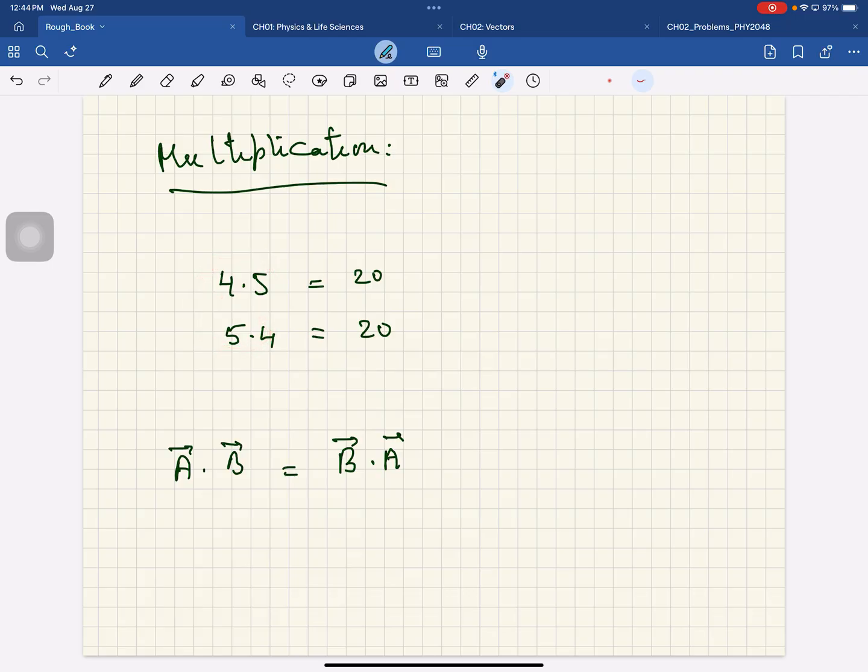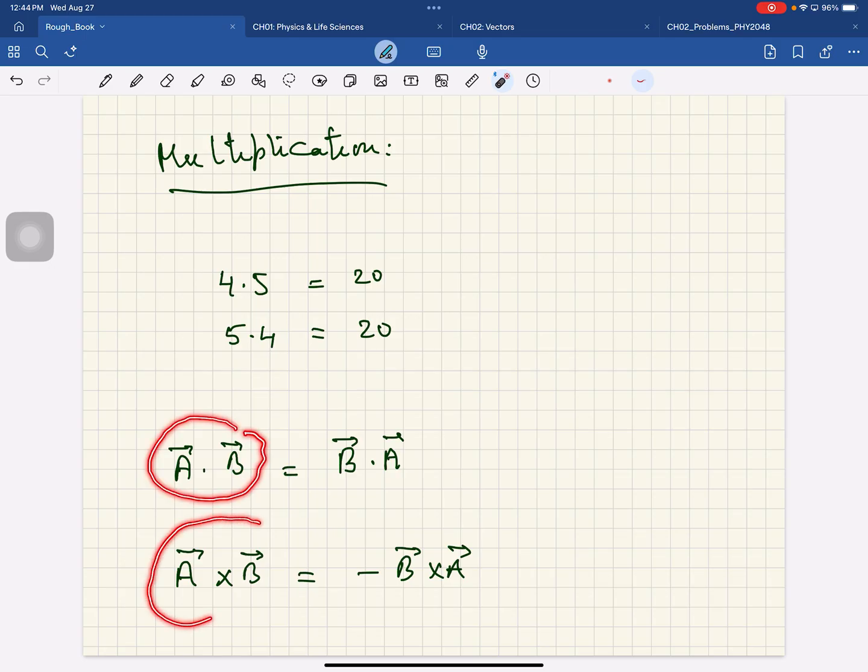There's another product called the cross product. Now this guy is minus B cross A. So you see, this is different than multiplying numbers. So when you multiply vectors, there's two ways of multiplying vectors. Here's one way of multiplying vectors, and here's another way of multiplying vectors.